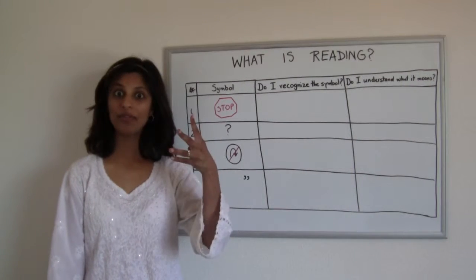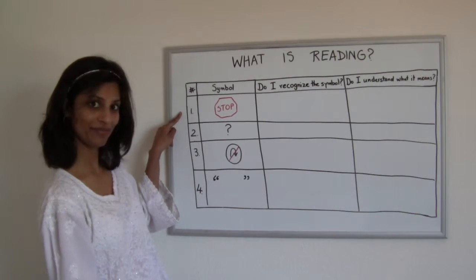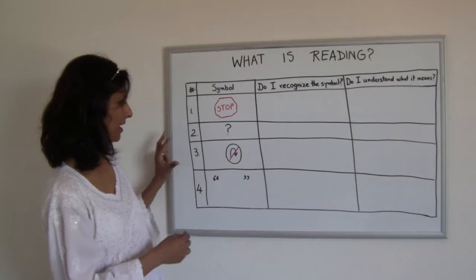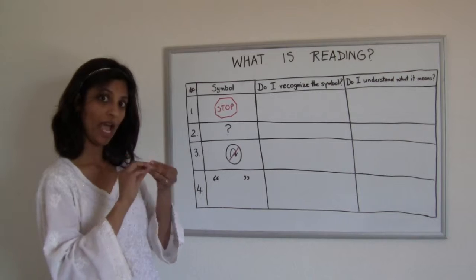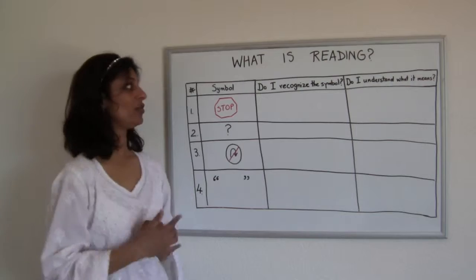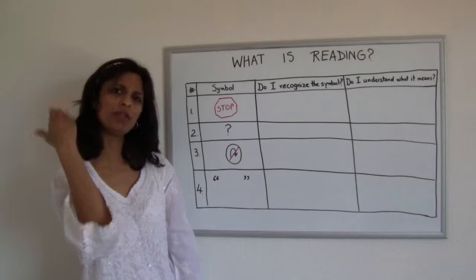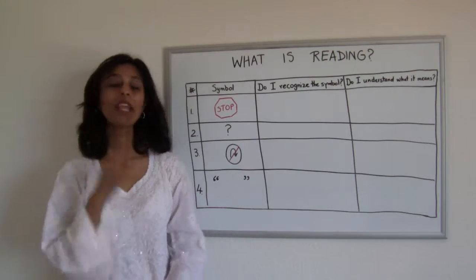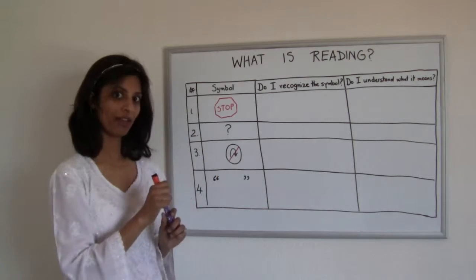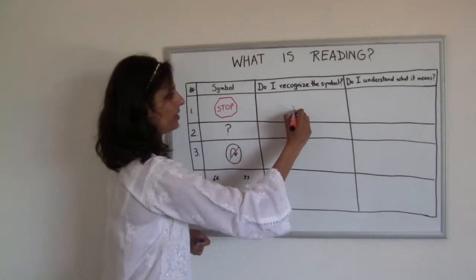So let's look at the 4 symbols. I have number 1, number 2, number 3, and number 4. Think about the 2 questions. Do you recognize the symbol? That means, yes, I've seen it before. If you recognize the symbol, put a check. Yeah, I've seen this before. You can put a check.